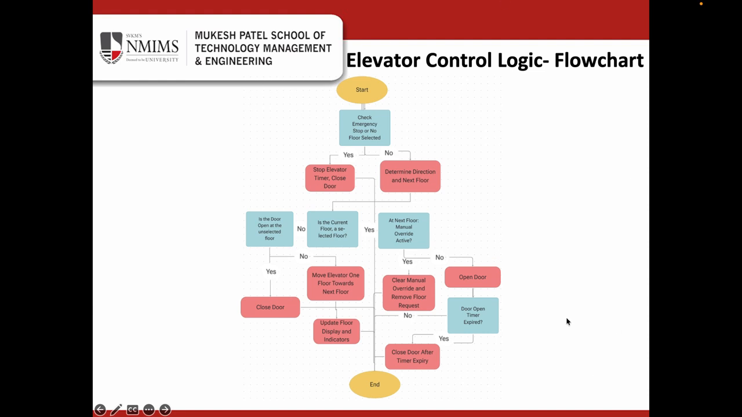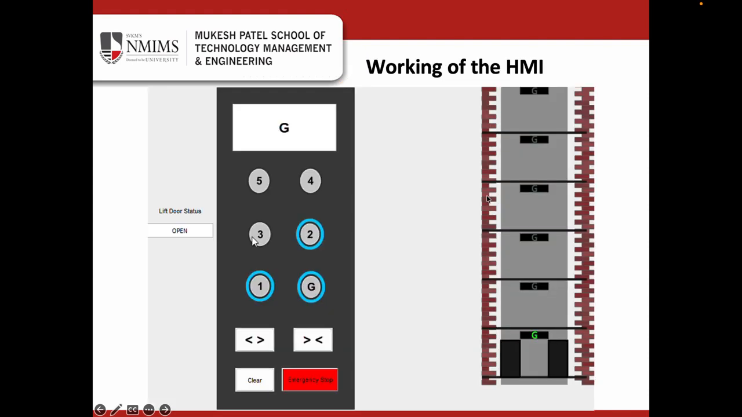And the entire flowchart, our entire system, is in a loop. So basically, after every instruction and condition, it goes back to the start block and then again follows all the commands. This is the working of the HMI, a visual representation.